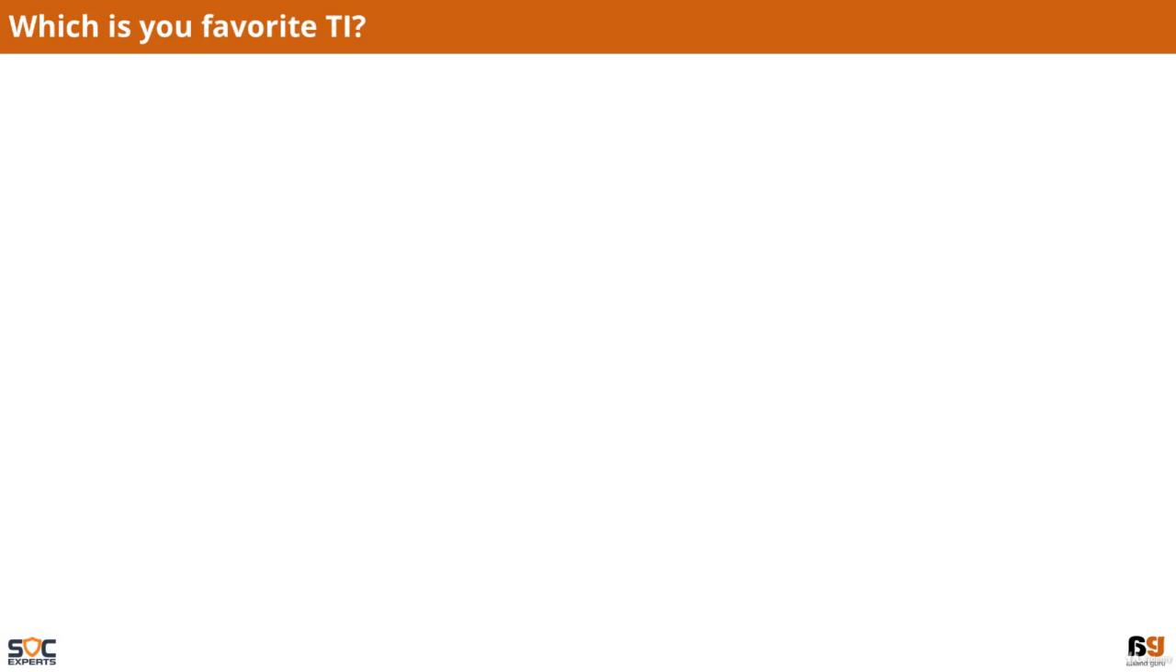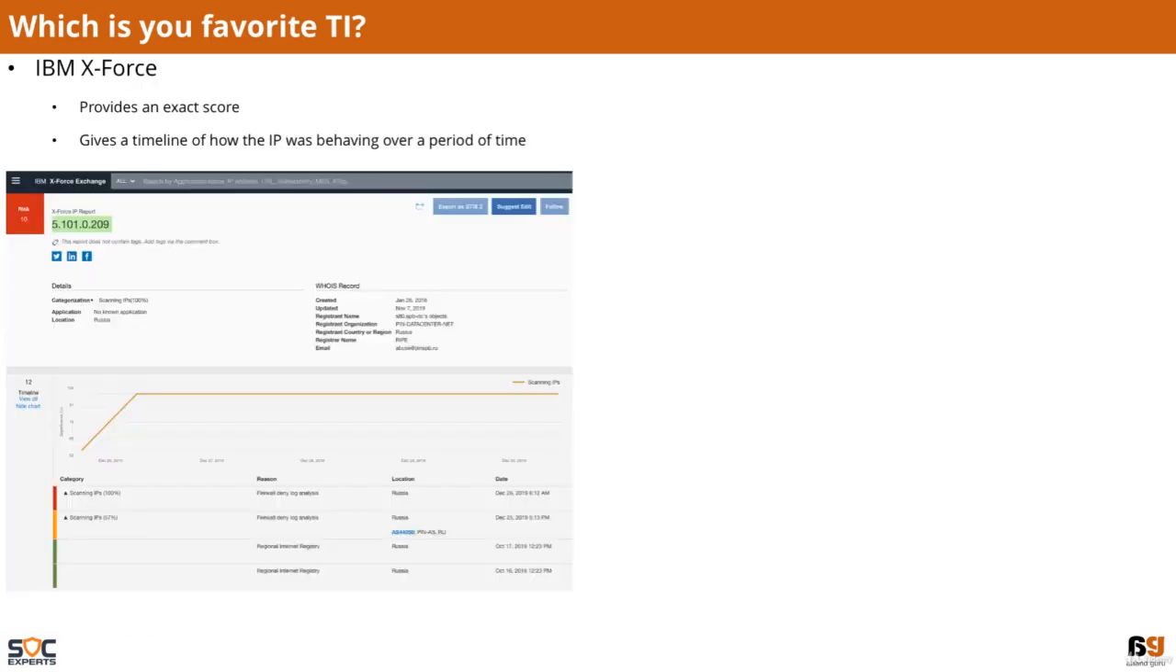Which is your favorite threat intelligence? So I prefer to go with IBM X-Force because it provides an exact score on every indicator, and it also gives a timeline of how the IP address or the URL was behaving over a period of time. The second threat intelligence that I use is ThreatCrowd, which gives a graphical representation of association of various attributes like domain name, IPs, and file hashes.